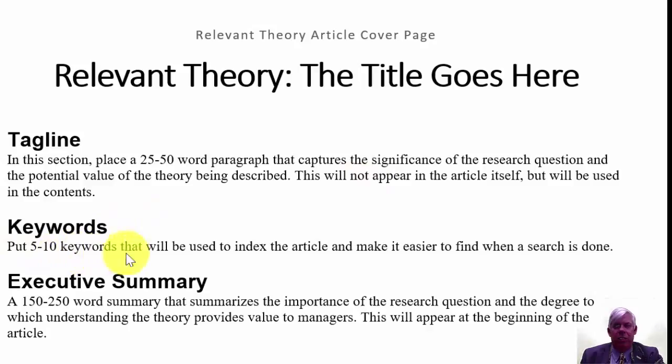The keywords are provided to index the article, make it easier for other researchers to find, but it won't appear in the article. What will appear in the article is the executive summary, and the executive summary should summarize why the research is of interest, why we care about this theory, and it should do it in a way that is going to convince someone to invest the time to actually read the article.